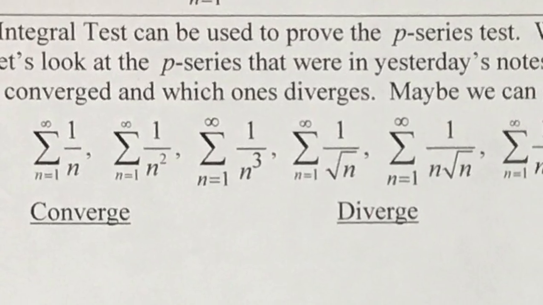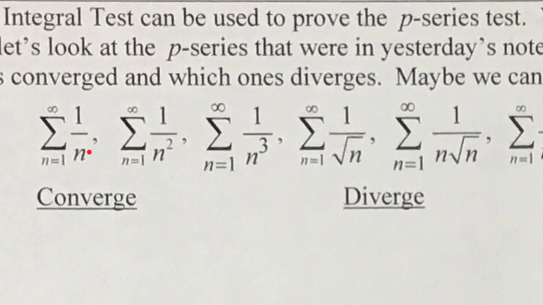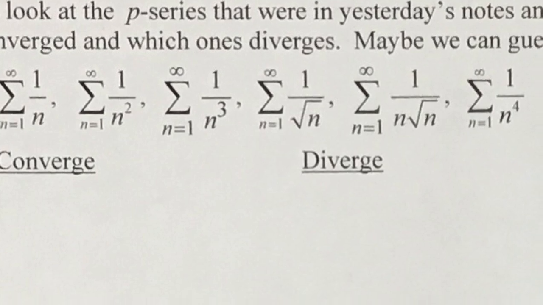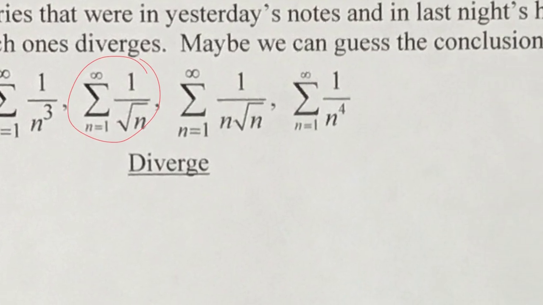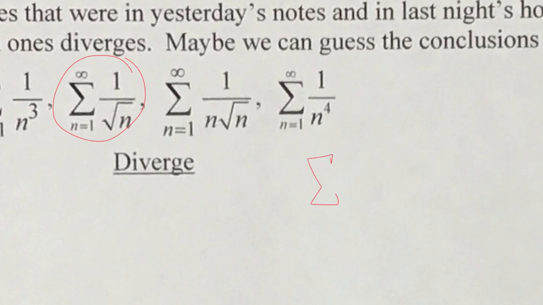So let's write them as powers. This is n to the first power, so this would have a p of 1. This would have a p of 2. This would have a p of 3. What about the square root? That's the 1/2. So we can rewrite this one as the sum of 1 over n to the 1/2. It has to be a power. In order to use the p-series as a test, you have to have a power, or we're not using p, we're using something else.